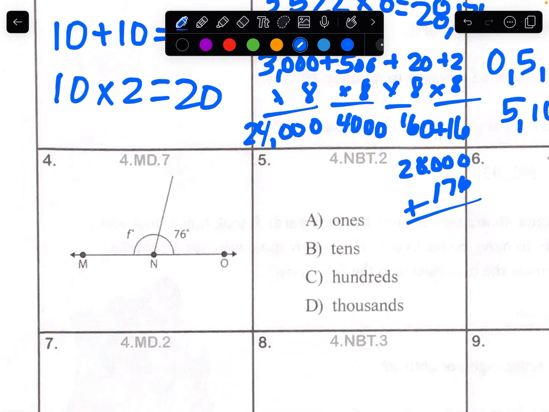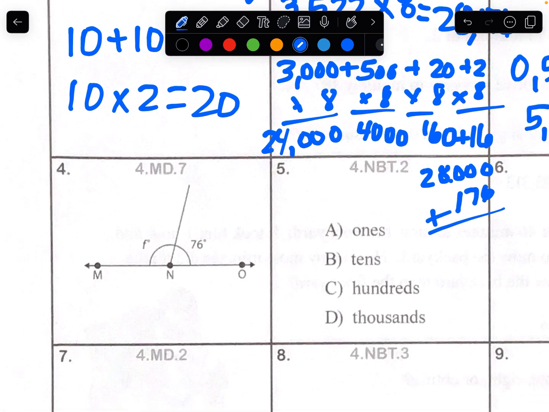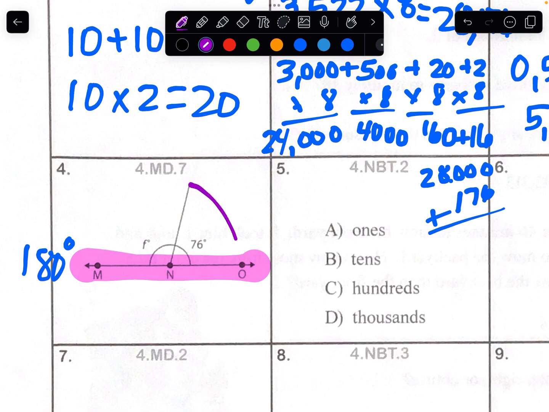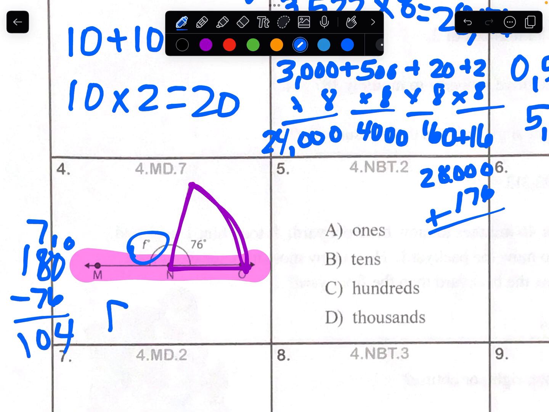All right, number 4 says if angle MNO is a straight angle, what is the measure of F? So what you need to remember is that this is a straight angle. A straight angle measures 180 degrees. Out of that straight angle, you know this angle right here. It is 76. So you can do this one of 2 ways, and you're trying to find F. You can either take 76 and add up to get 180, or you can take 180 and subtract off 76, and you will get F as 104 degrees.